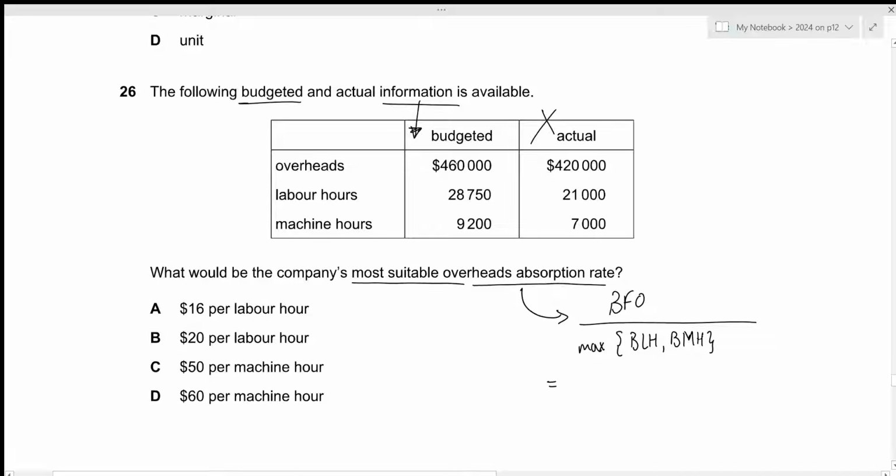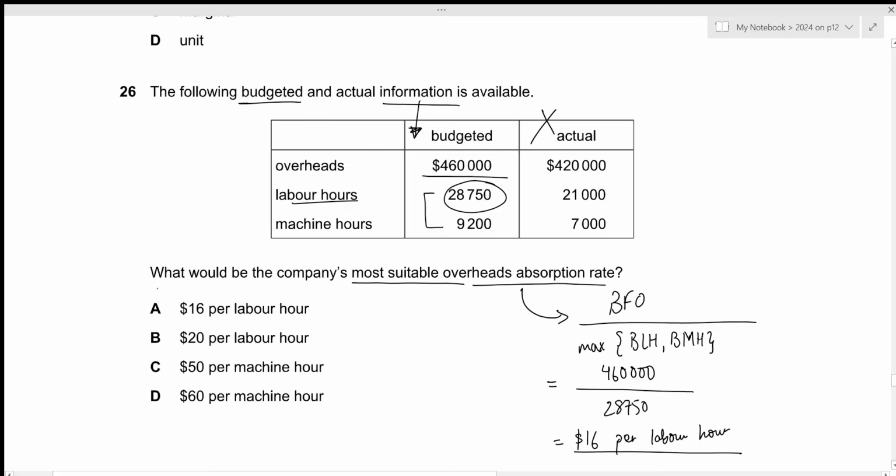Okay, so in this case, the budgeted fixed overheads is right here, 460,000. So we need to divide it by the higher of the budgeted labor hours and budgeted machine hours. In this case, we can clearly see that the labor hour is higher. So we need to use 28,750. This gives us the value of 16. And this is based on the labor hour, so it will be 16 per labor hour. This is the answer we're looking for, which is given by option A.